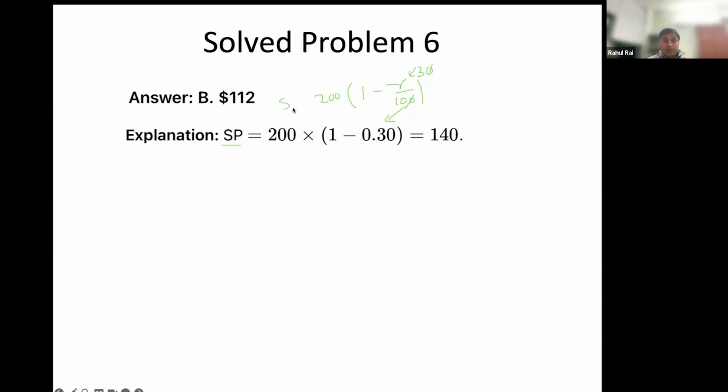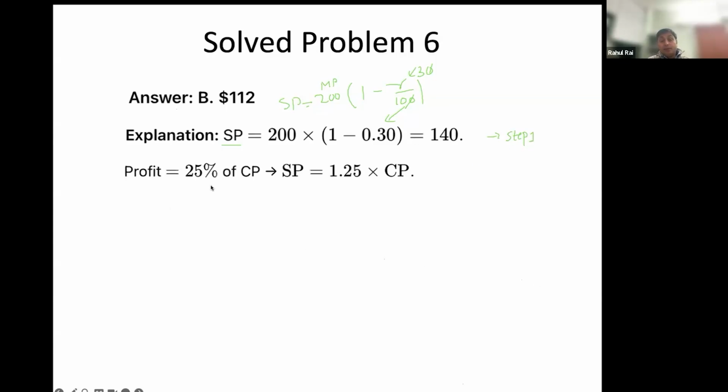Okay, this was the sales price equal to marked price times the discount factor that we have. That's the equation we are writing. So that's step one. In step one, we determined the sales price. Now let's go to step two.